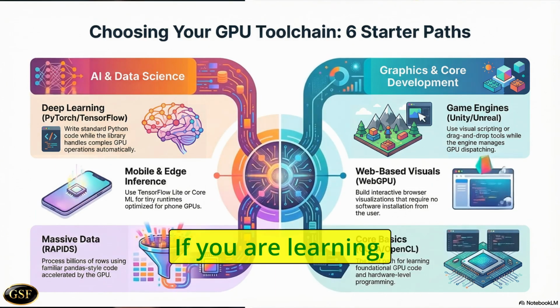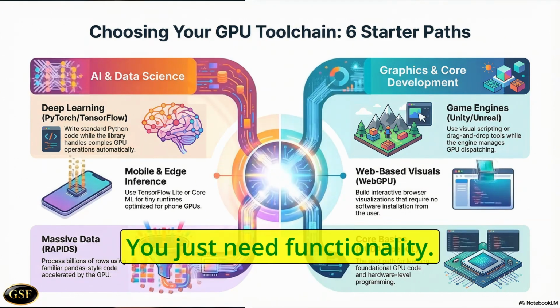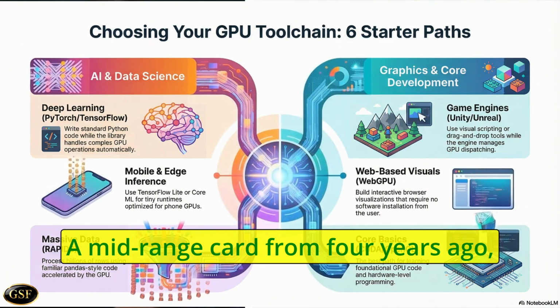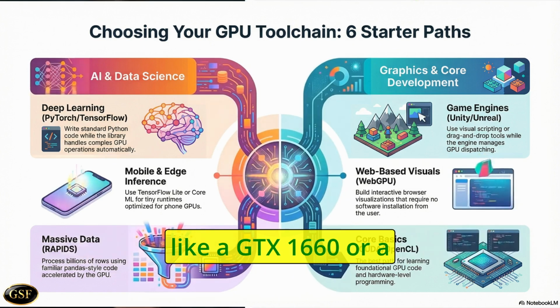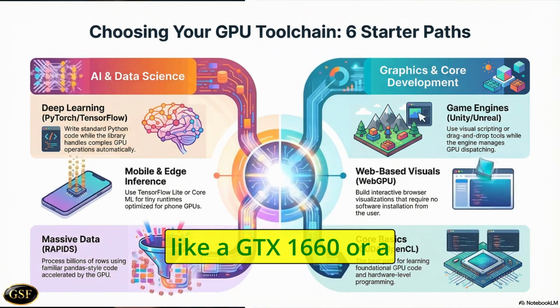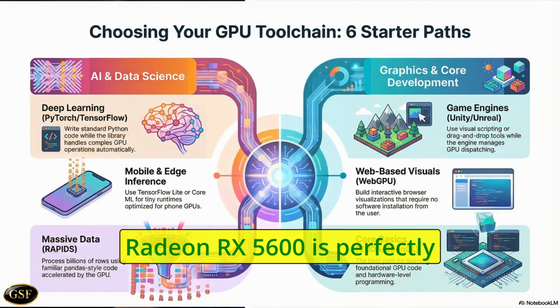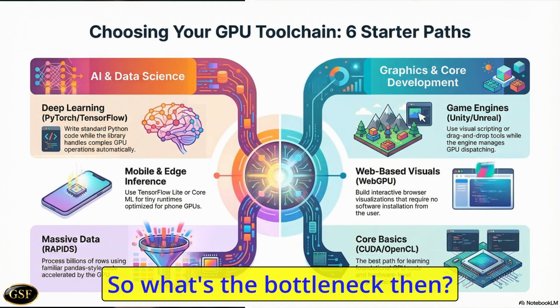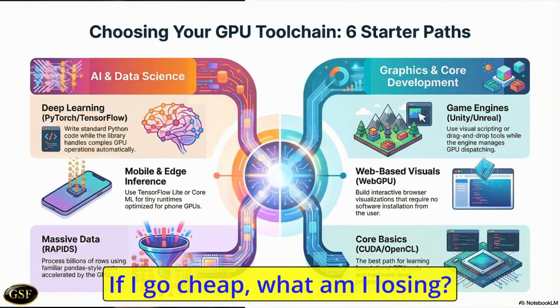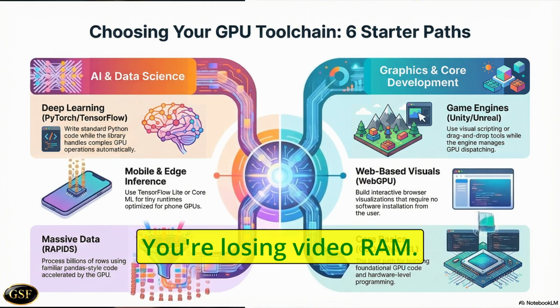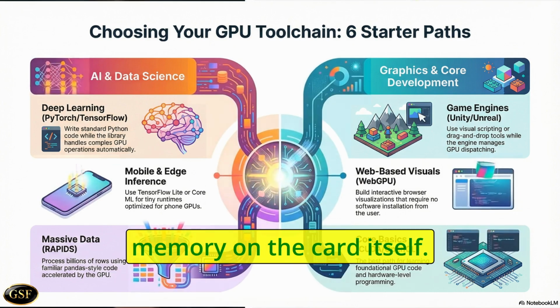If you are learning, you don't need raw speed. You just need functionality. A mid-range card from 4 years ago, like a GTX 1660 or a Radeon RX 5600, is perfectly capable. So what's the bottleneck then? If I go cheap, what am I losing? You're losing VRAM, video RAM. That's the dedicated memory on the card itself.